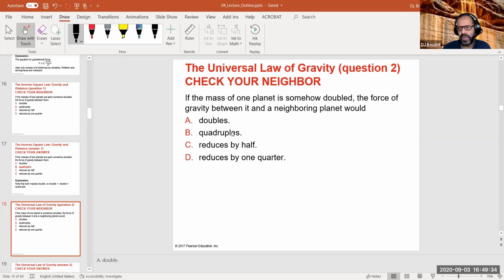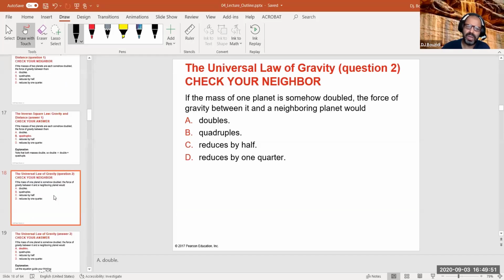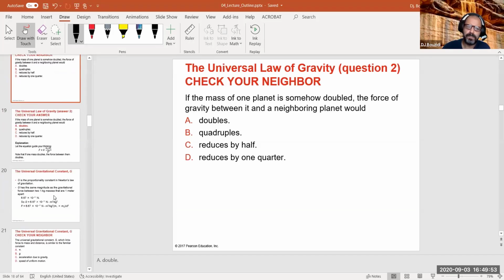Same thing, if somehow you can cut the planet in half and separate it, and now you want the effect of this planet with the other planet, then you shrunk the mass by half, so the force will only be halved. Again, that has to do with that expression, the one that we were talking about.